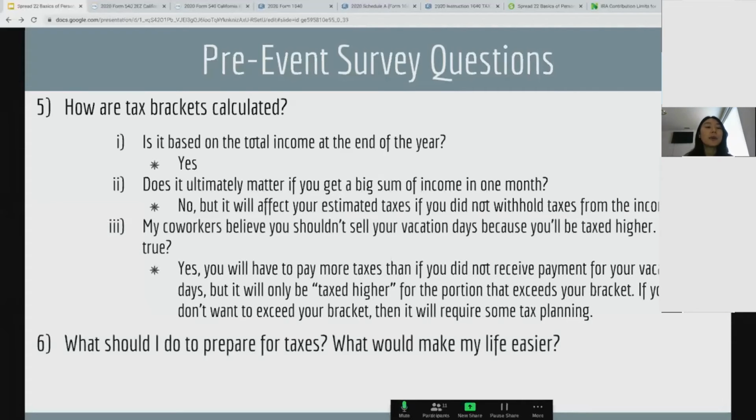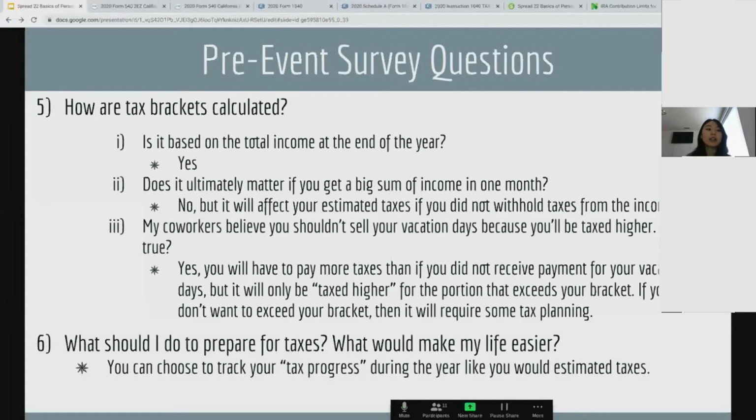What should I do to prepare for taxes? What would make my life easier? You can choose, optionally, to track your tax progress during the year, like you would estimate taxes. So if you know your income so far, you don't have to estimate it for the whole year, but if you know your income so far, you can calculate, based on what I know and have so far, this is how much taxes I would owe at the end of the year. And you can either decide to pay estimated taxes or withhold more from your paycheck.